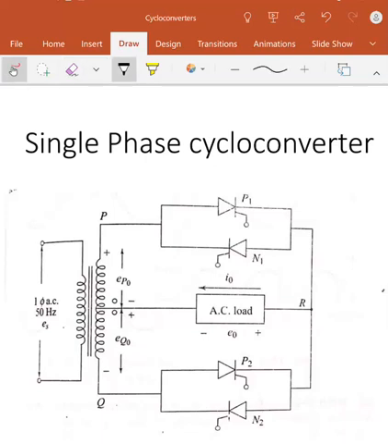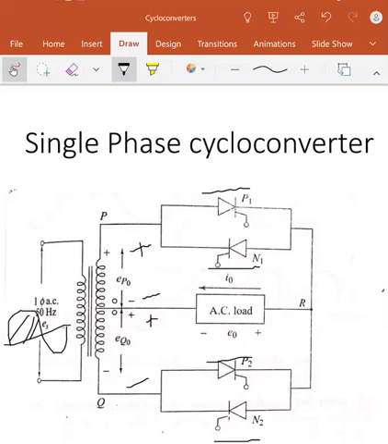Consider the first positive half cycle of the input supply. The input is a positive sinusoidal waveform. In the first positive half cycle, the upper voltage is positive and the lower is negative, and likewise for the other half. For the upper circuit, P1 is forward biased and N1 is reverse biased, because its cathode is connected to positive. Here N2 is forward biased and P2 is reverse biased.